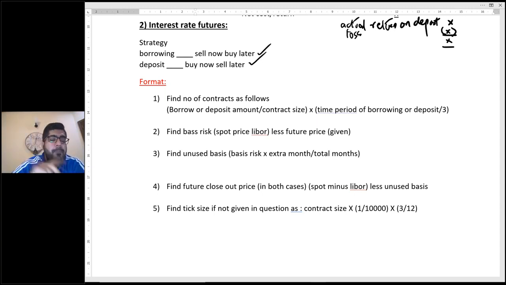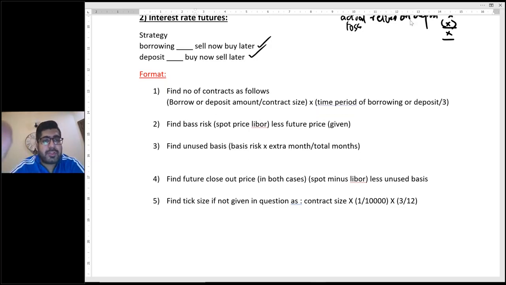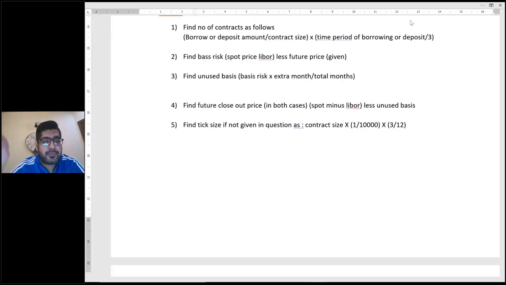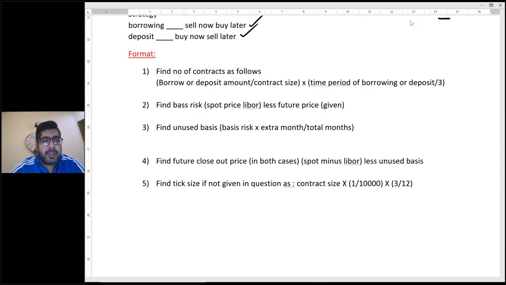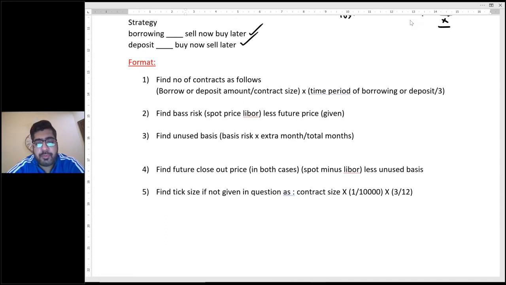Okay. Now, what to do in interest rate futures? In interest rate futures, there is a 7-step approach. It is highly unlikely you will get all 7 steps by just reading it once. But if you don't understand any step, just wait till I do the question and that will be 100% clear.